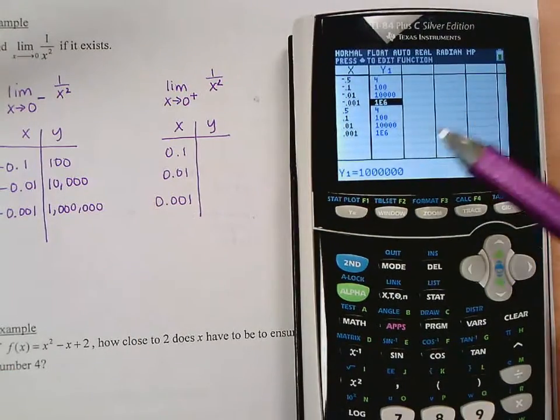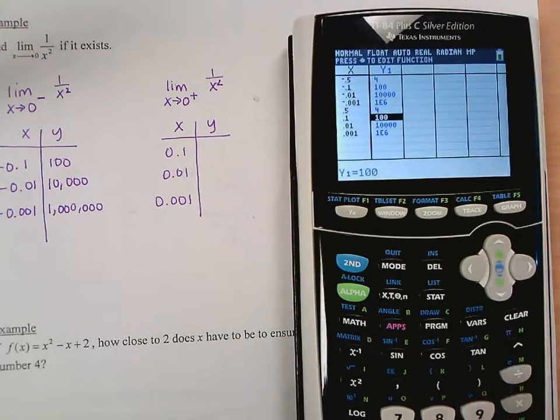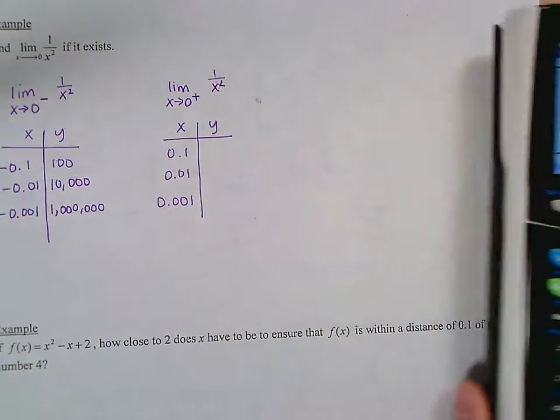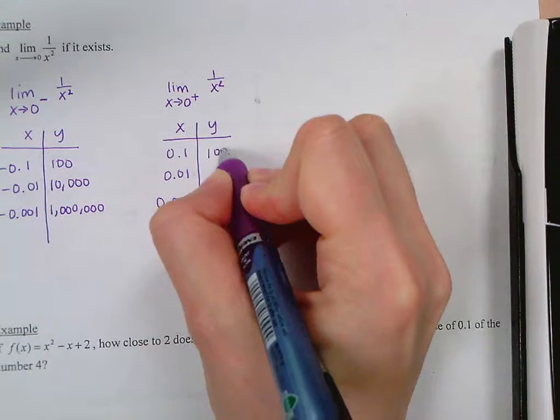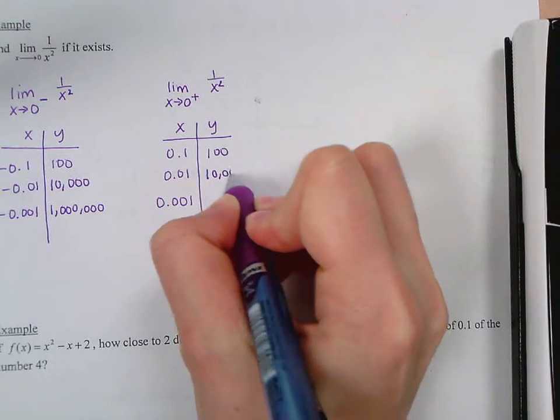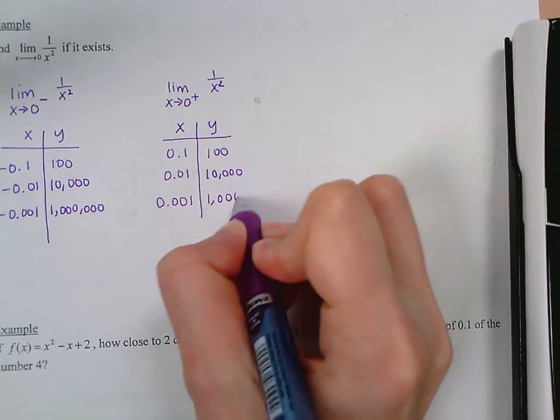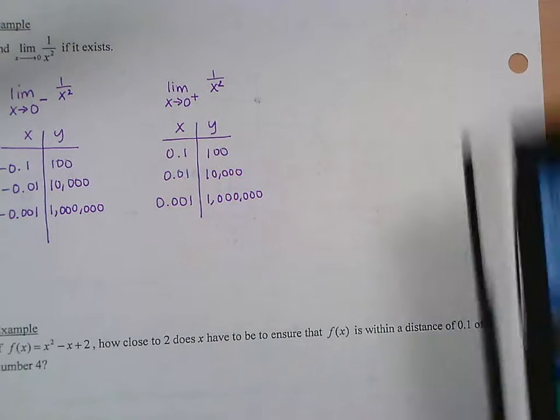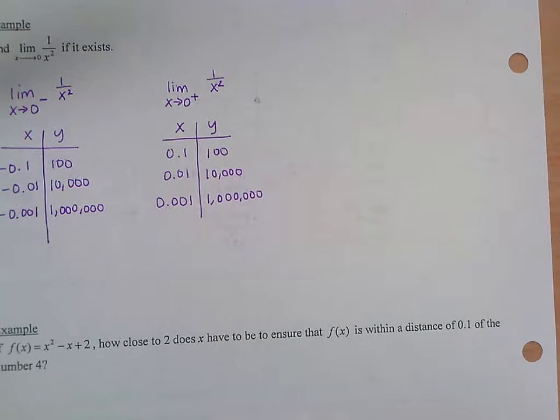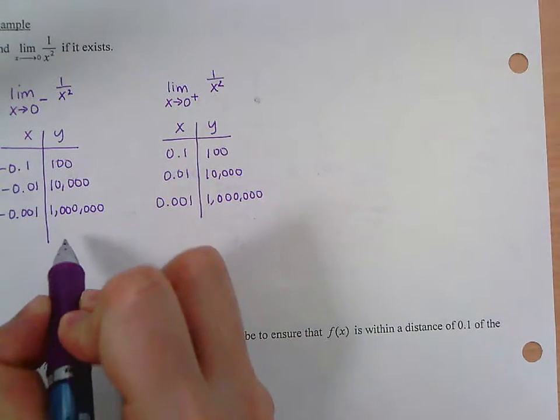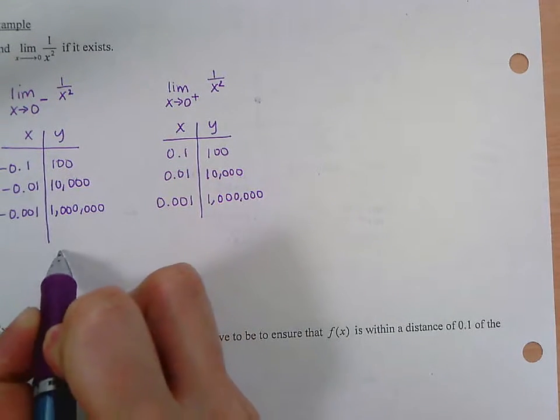Those y values are actually the same when it's positive 0.1, 0.01, 0.001. So these y values would also be 100, 10,000, 1,000,000. So the question is, what is this approaching? A very large number. So we are approaching infinity.